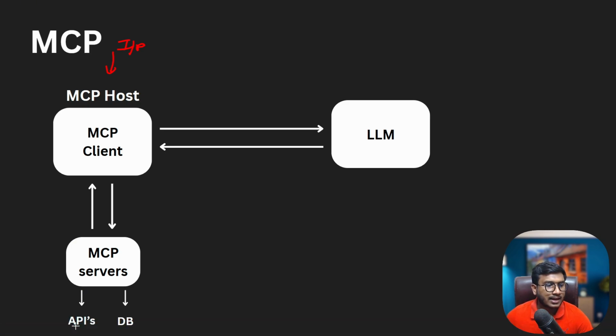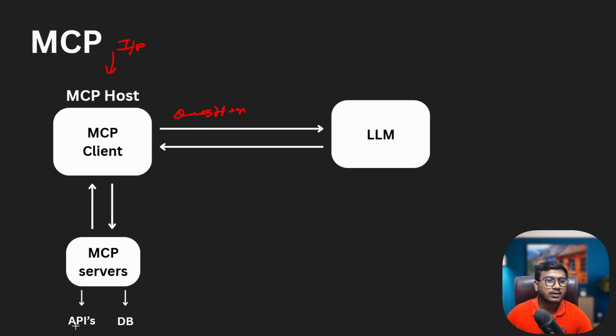Let's say in this case I have two tools, APIs and database. So these two tools should be returned. Now let's say the user is asking one question. So now what will happen? This particular question will go to the LLM, as well as whatever tools you have, it will also go to the LLM.